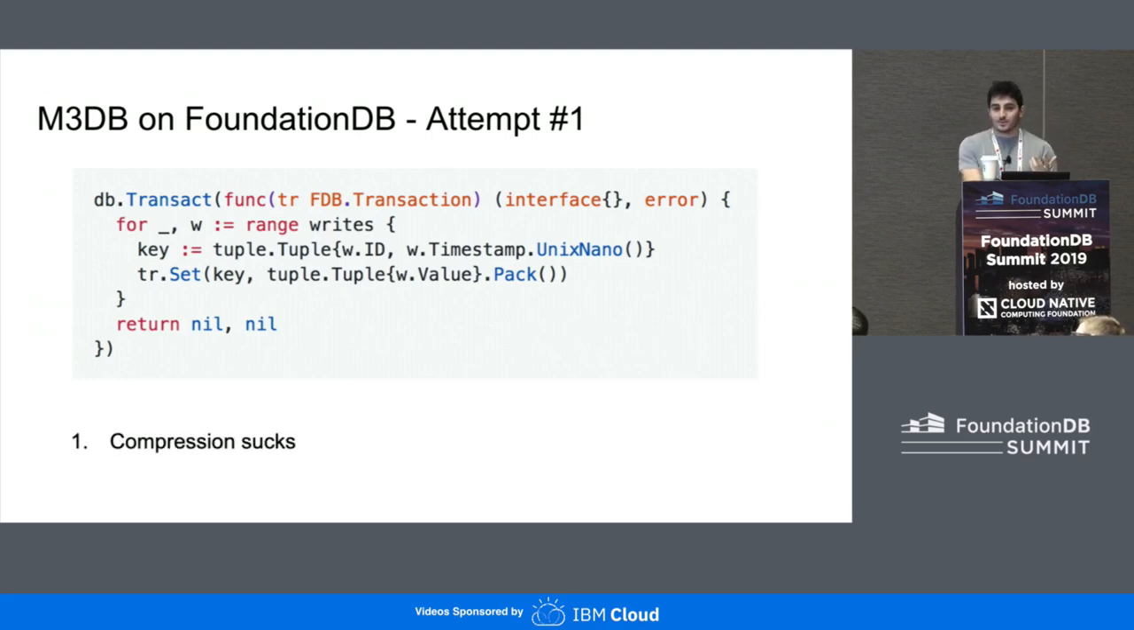This works, but you get terrible compression. You're repeating the time series ID each time, and you don't get prefix compression in FoundationDB. On top of that, you're not compressing the values or the floats at all. The write throughput is also not that great compared to what modern time series databases can do, just because you are generating a lot of transactions.